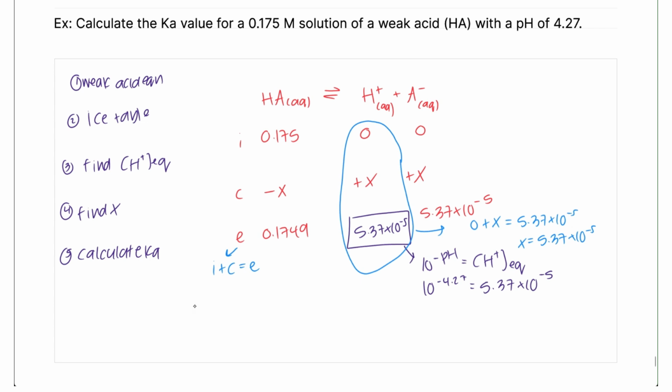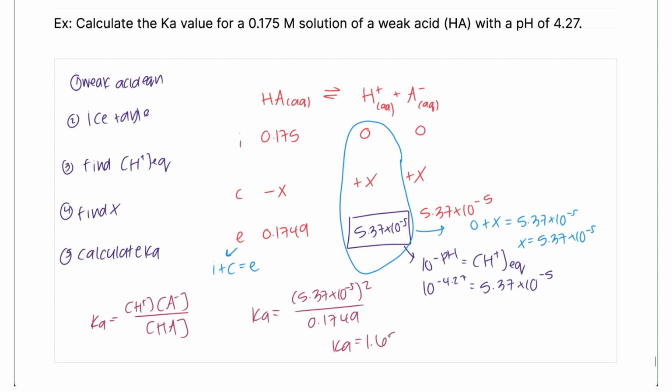Before we plug in the equilibrium values into our Ka expression, we can write the Ka expression without the values. We'll have Ka equals the concentration of H+ times A- divided by HA. We can now plug in all equilibrium values into our Ka expression. We have Ka equals 5.37 times 10 to the negative fifth squared divided by 0.1749. This gives us a Ka value of 1.65 times 10 to the negative eighth.